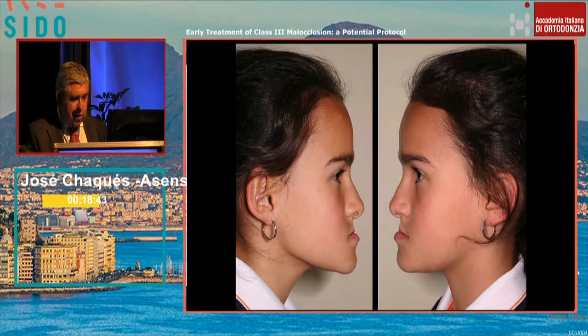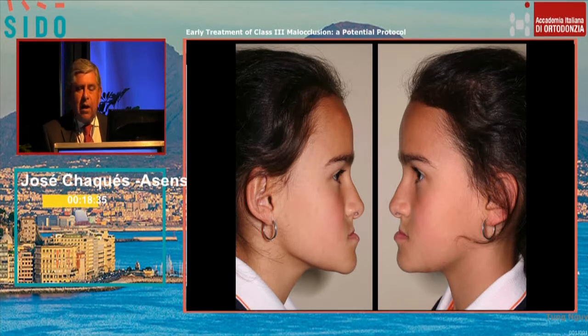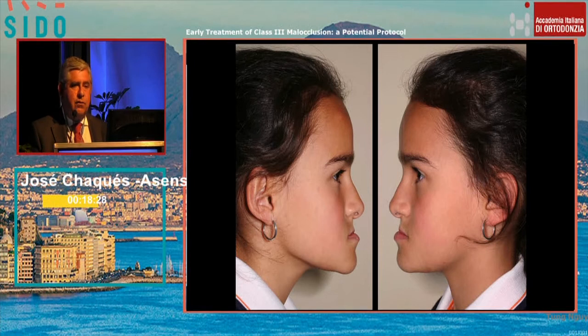If we're going to talk about severity, let's talk about severity. I think we all may agree this is a very severe case. Very severe case with very severe signs of maxillary hypoplasia and a component of mandibular prognathism. The combination of both factors makes this skeletal malocclusion very severe and very difficult to treat.